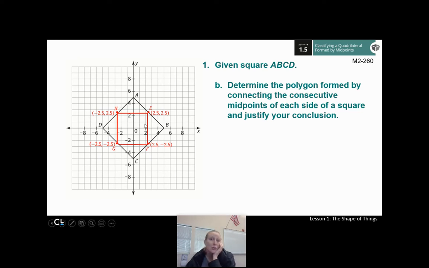So this feels squarish. I feel like I have a square within a square, but it does say to justify my conclusion. So I've got to prove that. In order to prove that, I need to find slopes, I need to find distances, I need to find all the bits. Fortunately, we've got horizontal lines and vertical lines.